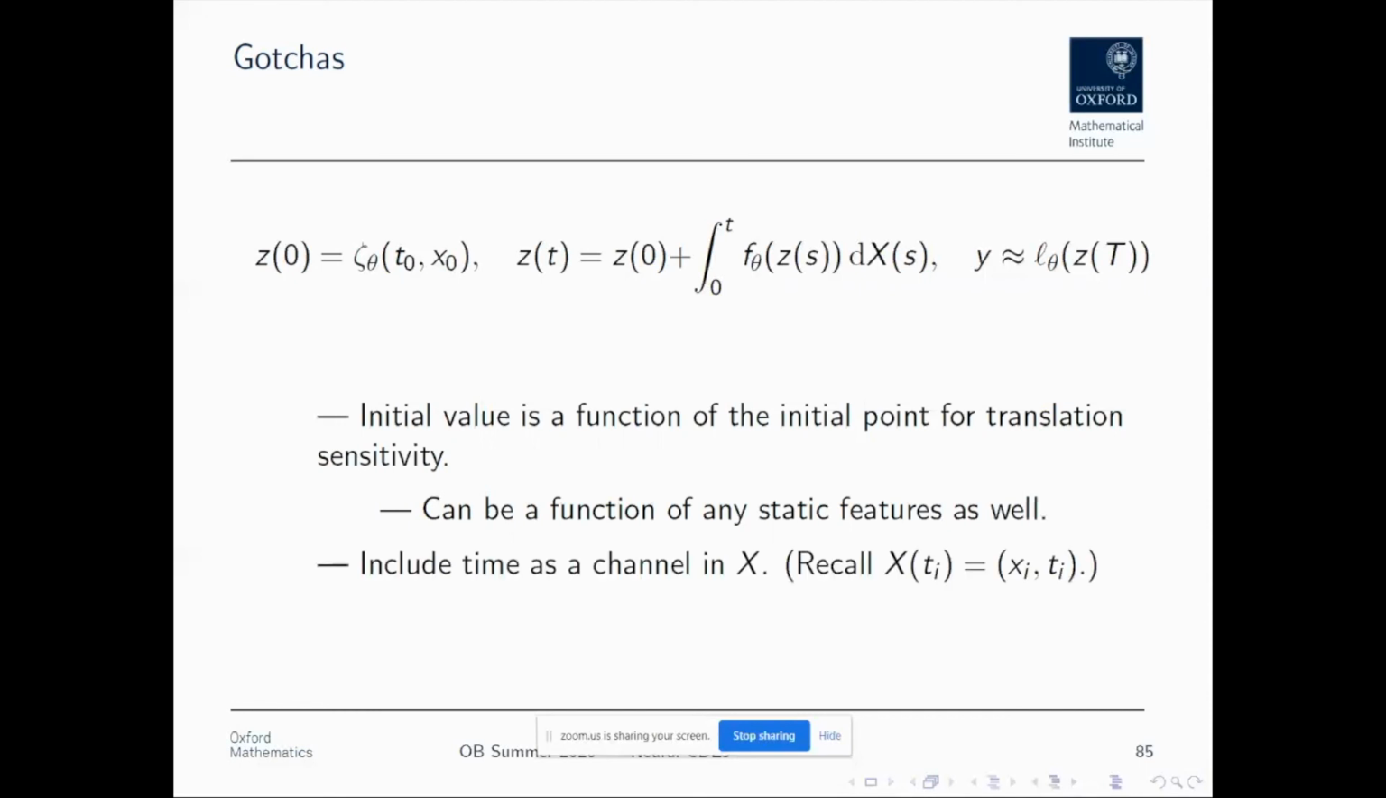We must include time as a channel in capital X. CDEs exhibit this reparameterization invariance property, this tree-like equivalence, and to avoid that, we have to make sure to explicitly include time as a channel, not just as a parameterization. And then finally, it's a standard machine learning trick to increase learning rates for later layers in the network, and the same holds true here. Since I'm running short on time, I won't try and explain why that is.